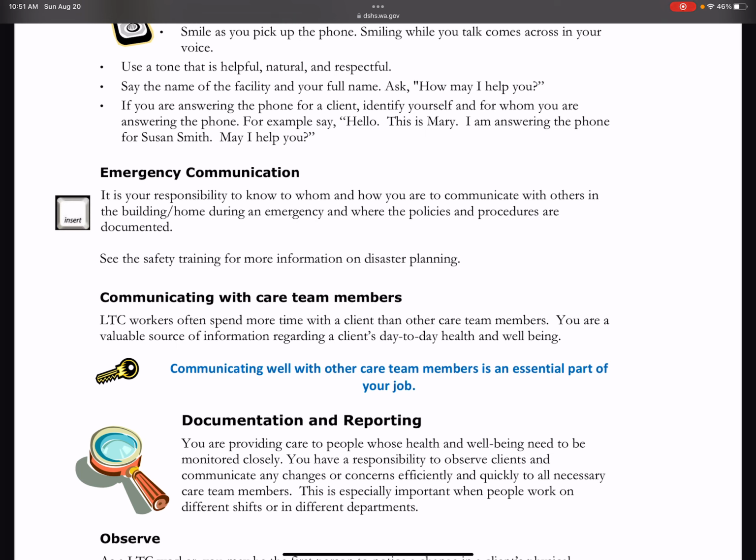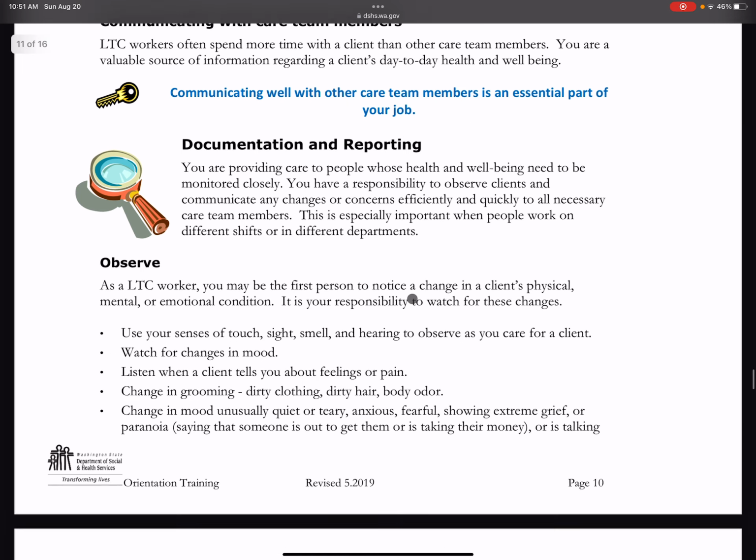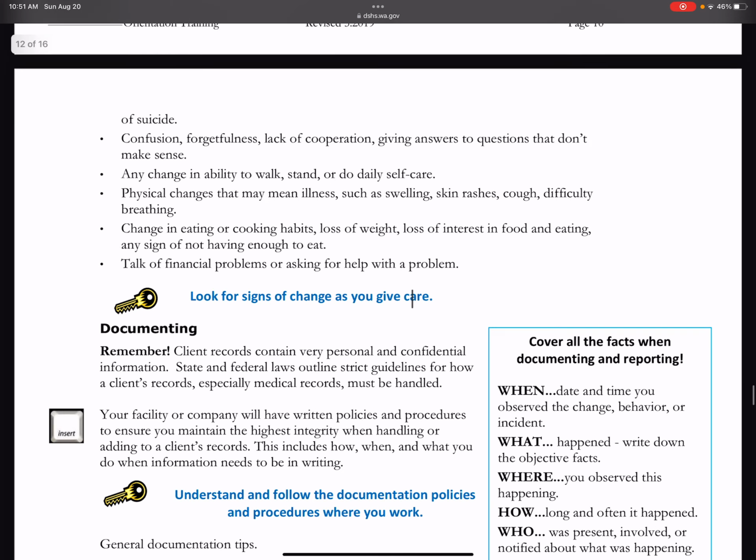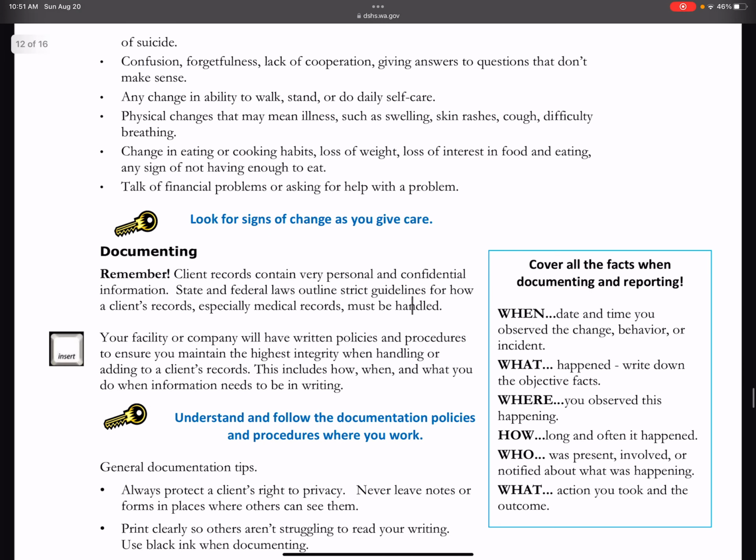So make sure you document and report and observe the clients. Observe them so you know how they are. And documenting is very important. When you document, cover all the facts when documenting and reporting. When: date and time, when observed. What happened: write down the objective facts. Where you observed this happening, how long, how often this happens, who was present, involved, or notified, and what actions you took.